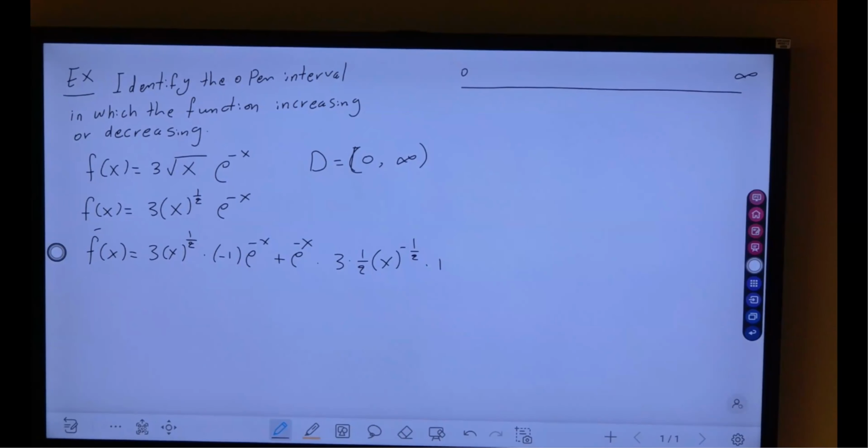Now what's the next step? I don't know, what's the next step? Figure it out.